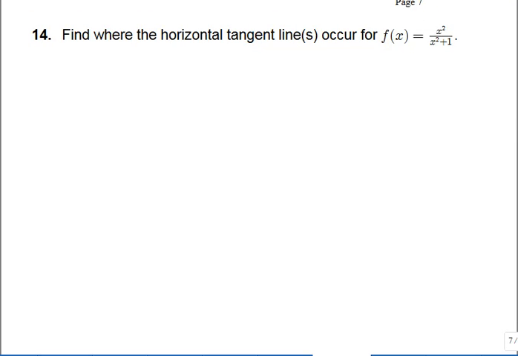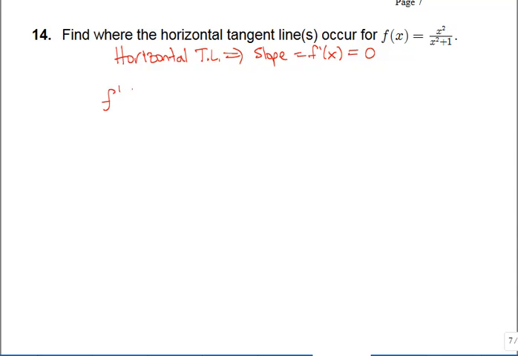Now, one very common type of question that you're going to be expected to know how to do is to find where horizontal tangent lines occur. So think about that for a moment. If you want a horizontal tangent line, you should know that horizontal lines have what kind of slope? They have 0 slope because they're horizontal. So a horizontal tangent line means that the slope, also known as the derivative, needs to be 0. So we are looking for where this derivative is going to hit 0. So that requires finding f prime of x and setting it to 0.